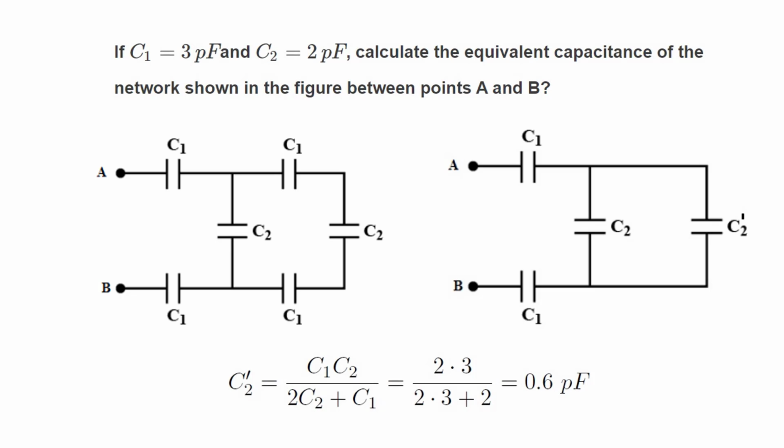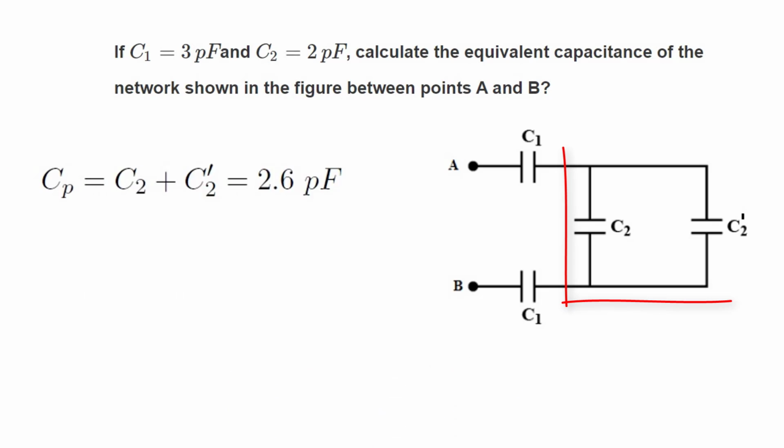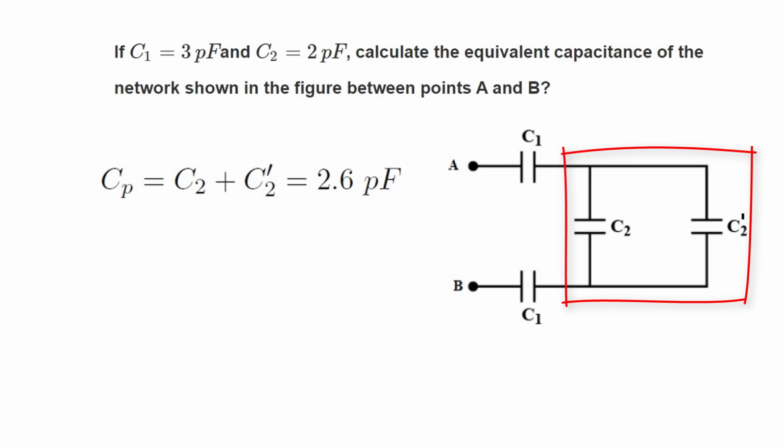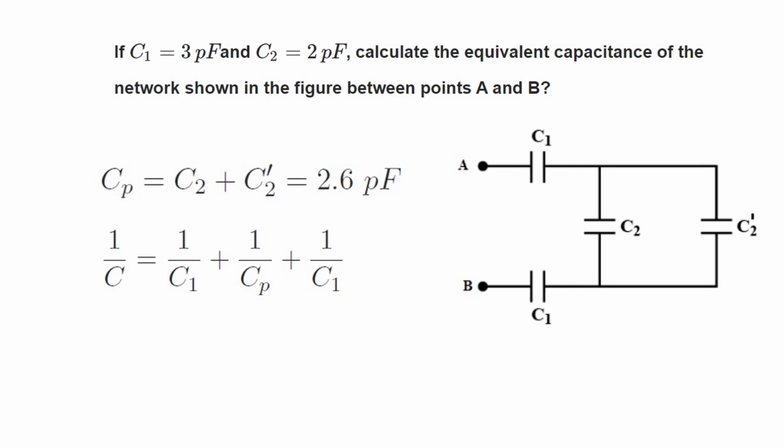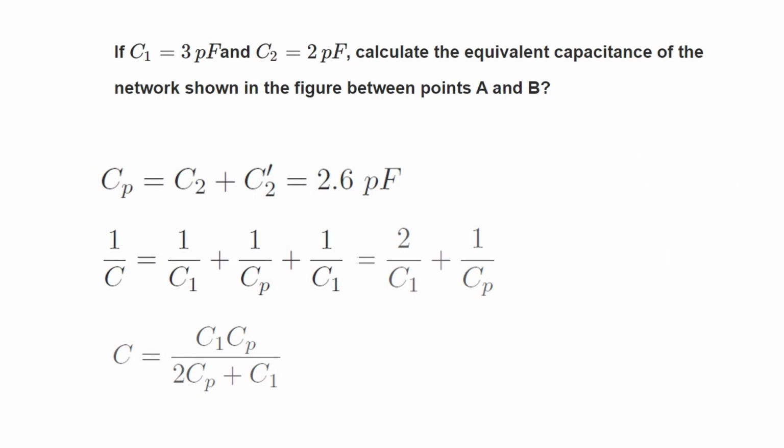The net capacitance Cp of the parallel connection of C2 and C2 prime is 2.6 picofarad. C1, Cp and C1 are connected in series, so the equivalent capacitance between points A and B will be 0.95 picofarad.